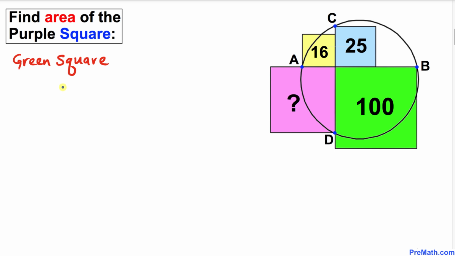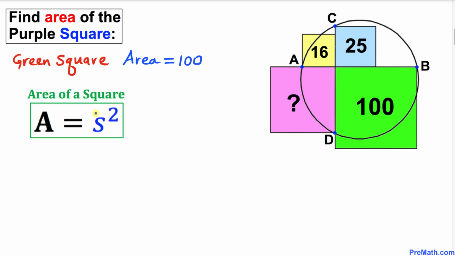And here's our very first step. Let's focus on this green square. And the area of this green square is given to us as 100 square units. And here's the area of a square formula. Area equal to S square, where S represents the side of a square. So that means if the area is 100, then each side is going to be 10, isn't it? 10 times 10 is going to give us 100.